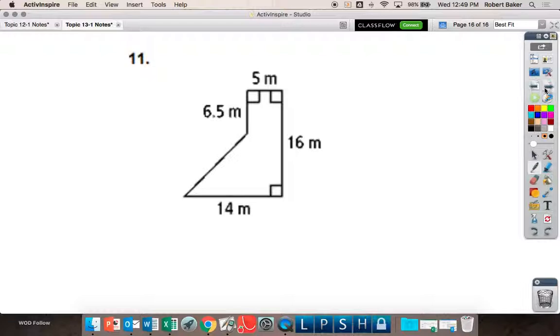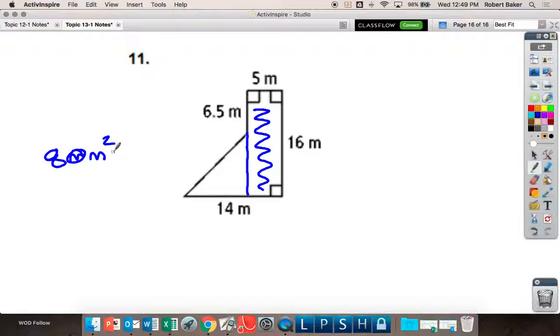There's a triangle right there. It's a right triangle. And then we get a rectangle. So we have a rectangle. We can find the area of this rectangle by doing base times height, 5 times 16, which is 80 meters squared.